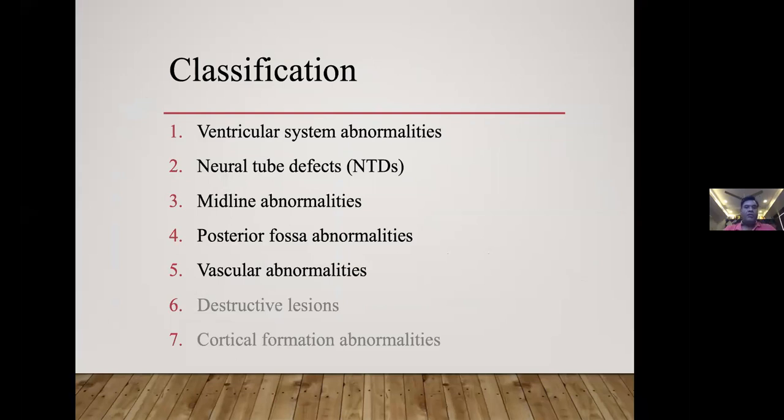If you look at the common things we see during our day-to-day antenatal counseling, we see disorders of the ventricular system, neural tube defects, midline abnormalities, posterior fossa abnormalities, and vascular abnormalities. Rarely, the destructive lesions, which are very small, and the cortical formation abnormalities are detected antenatally. So we will be leaving these lesions and concentrate on the more common ones that we see in day-to-day practice.